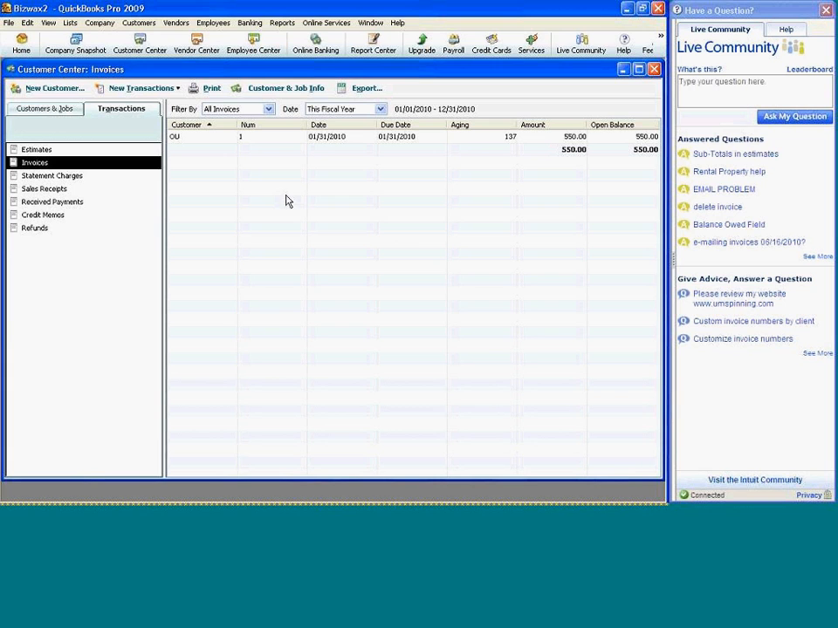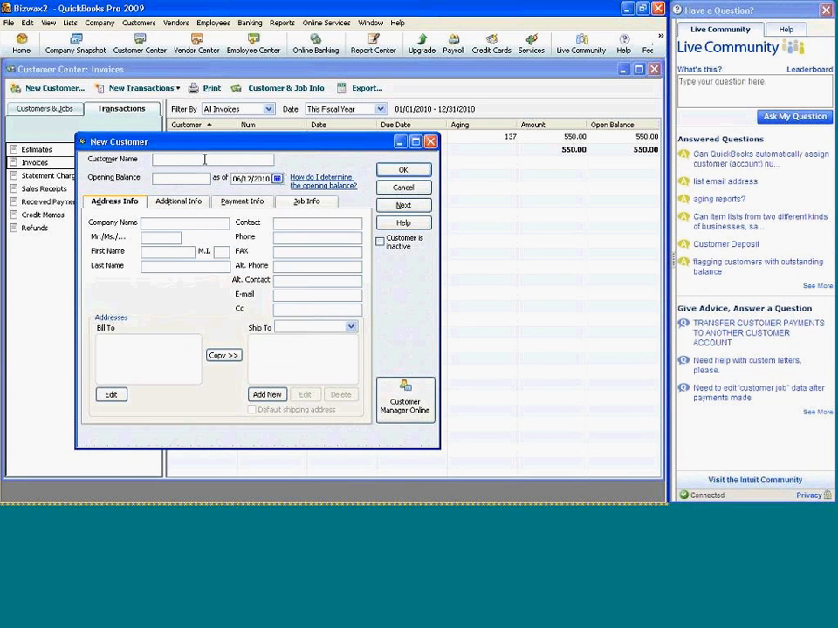Okay, let's make another customer. We'll say we're doing computer service for them. So the customer name is Dr. Smith. I'm making small names. Opening balance also 0 on the 1st of January. His name is Smith Medical.